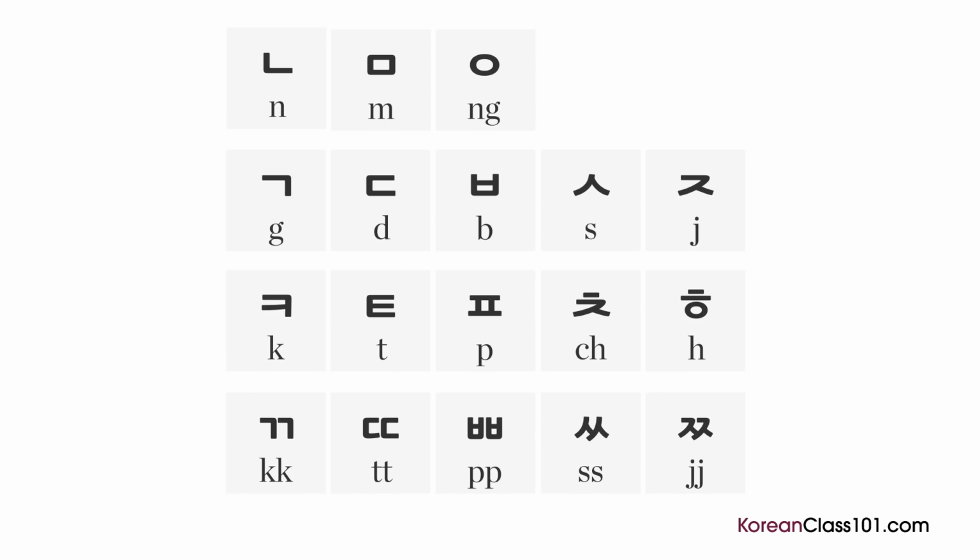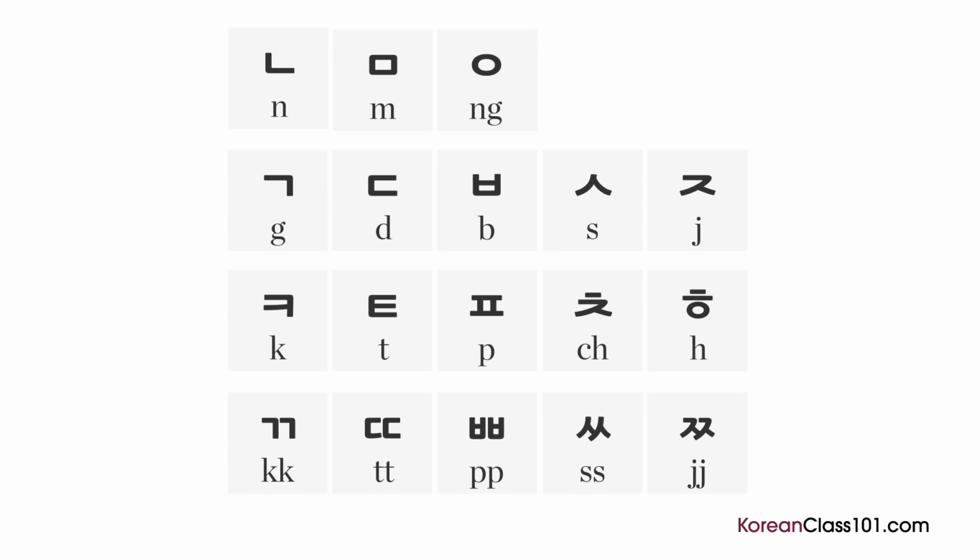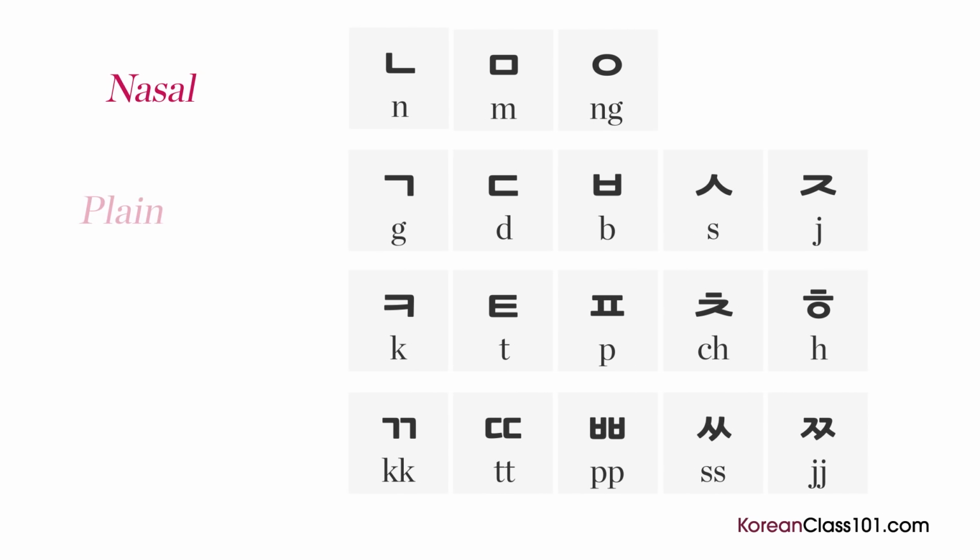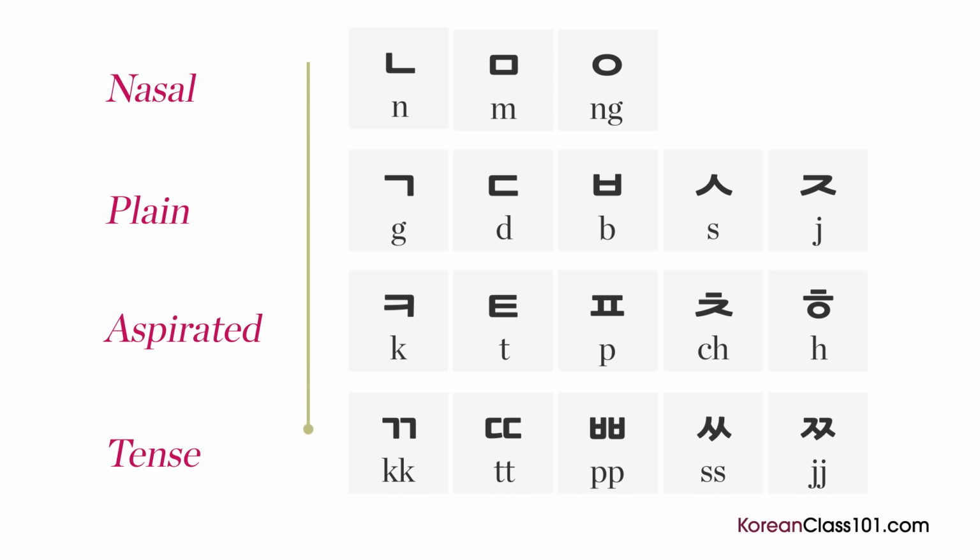There are 14 basic consonants that produce a total of 19 consonant sounds in Korean. All of these sounds are categorized into nasal, plain, aspirated, or tense sounds. You can think of these categories as going from soft to harder sounding consonants. Nasal consonants are consonant sounds which are pronounced through the nose. These consist of M, N, and NG type sounds. 느, 무, 으.